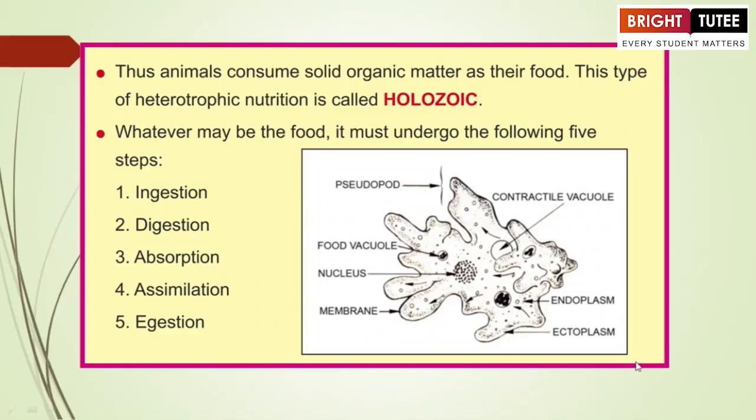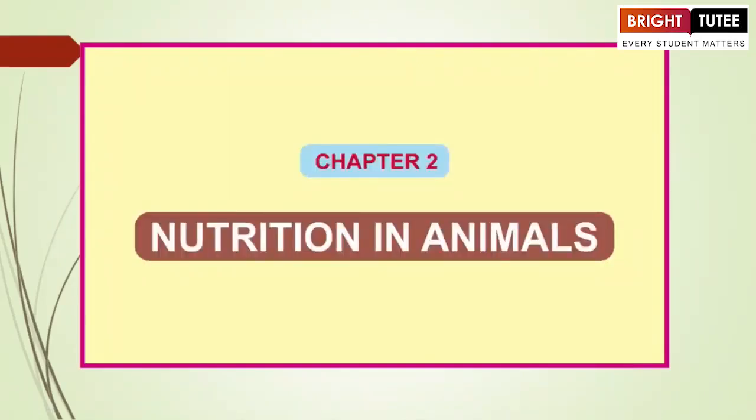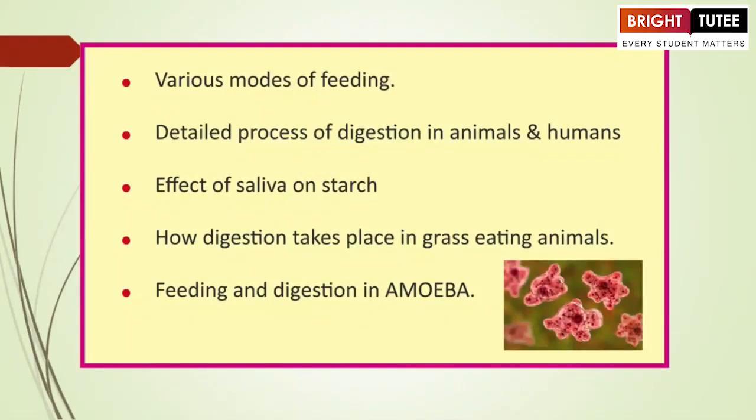So now that we have read about the animals and what kind of nutrition they have, let me tell you that we are going to study chapter number 2, nutrition in animals, right? And what topics are we going to cover in this one? We will study about the various modes of feeding, the detailed process of digestion in animals and humans, the effect of saliva on starch, how digestion takes place in grass-eating animals, and feeding and digestion in amoeba, right?